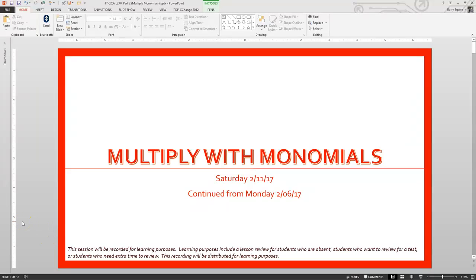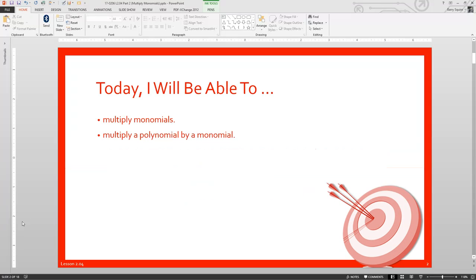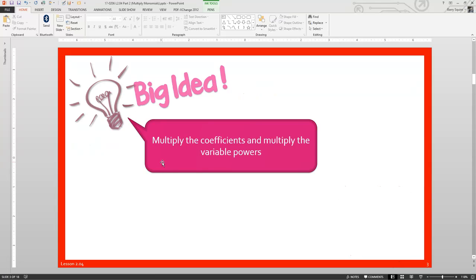Okay, folks, so this is another continuation from Monday's Class Connect, where we talked about multiplying with monomials. So the main objectives of this lesson and all parts of it was to be able to multiply monomials, meaning monomial times monomial. And we got through most of that. And then we also want to talk about being able to multiply a polynomial by a monomial, which will look really familiar to you, I think.